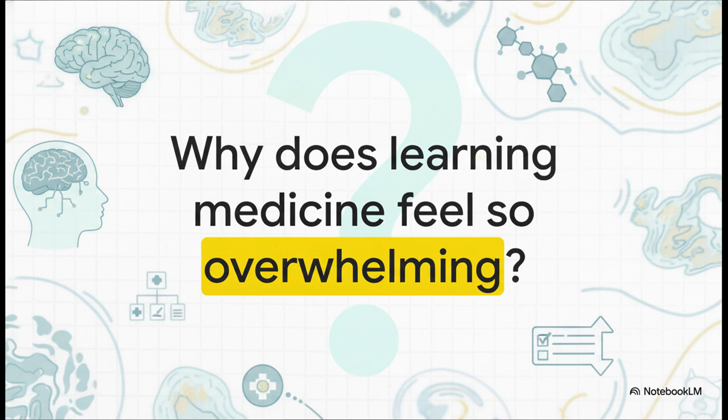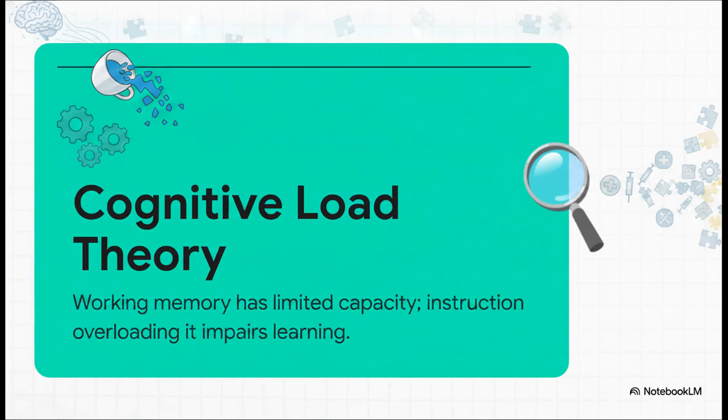But this actually brings us to a crucial educational theory that completely validates your experience and explains exactly why you feel this way. Enter cognitive load theory, developed by John Sweller back in the 1980s. Sweller proved a simple but honestly profound concept. Our working memory has a strictly limited capacity. It's kind of like trying to pour a gallon of water into a tiny teacup. If instruction overloads it, learning is directly impaired.